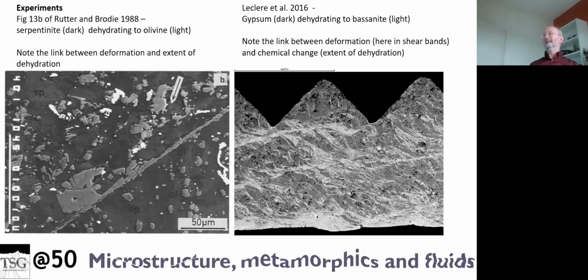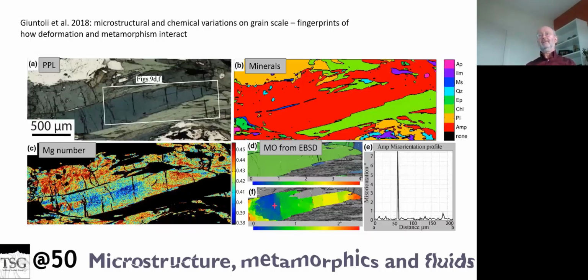It's ongoing. And I've also put another one here where I think it's rather clear that the dehydration reaction is localized in shear bands. So there's some kind of positive feedback. What we've got in our toolbox now in the 2020s is the ability to collect vast quantities of data, both microstructural and chemical. Here we have an example of such a paper. We've got the chemical analysis of some amphibole here, and we also have EBSD on that amphibole. This is showing misorientation there.